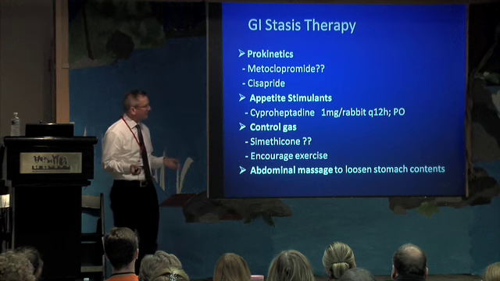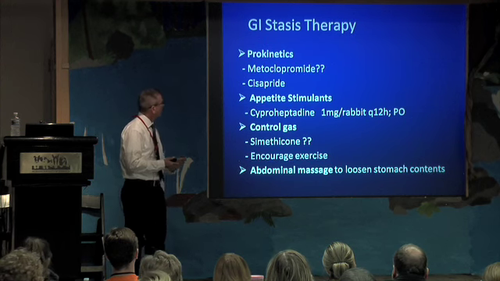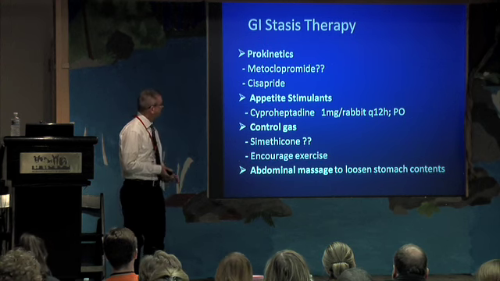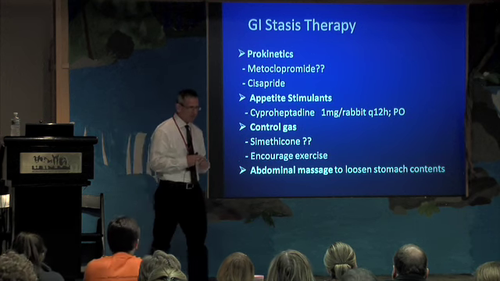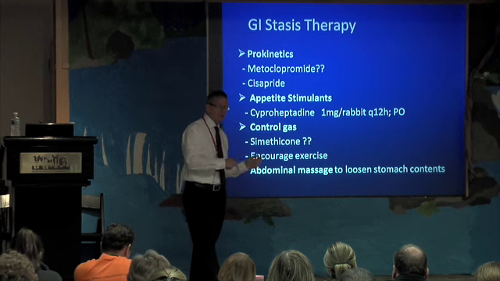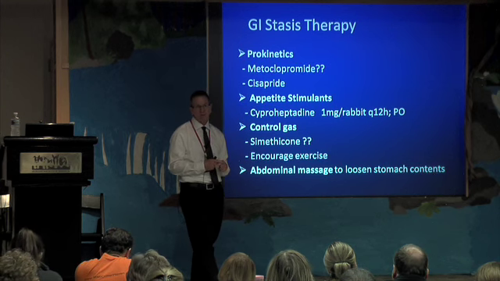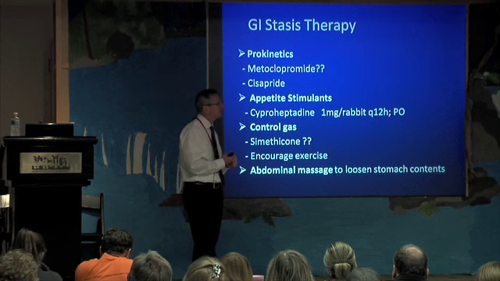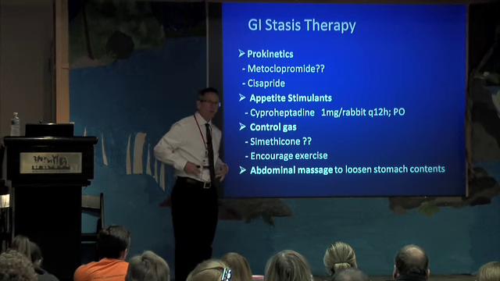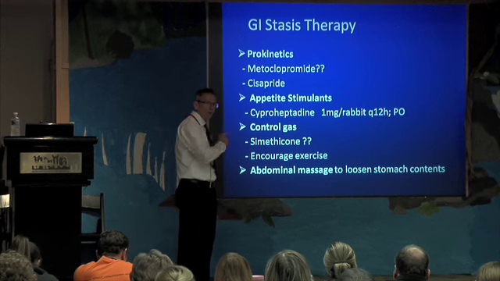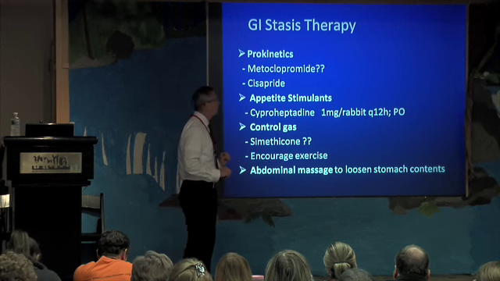Okay, so prokinetics. George alluded to metoclopramide and cisapride. I put a question mark by metoclopramide because in veterinary medicine, as far as dogs and cats, we don't use it very much anymore at all. Different drugs have come to replace that because it doesn't last as long as we want it to. It's more localized to the stomach when we really want more caudal GI movement.